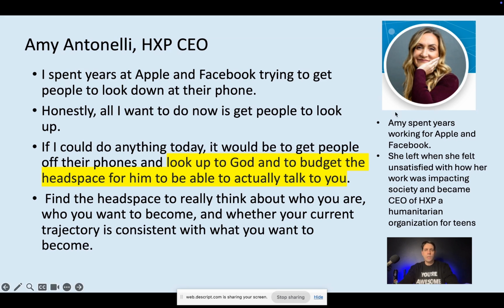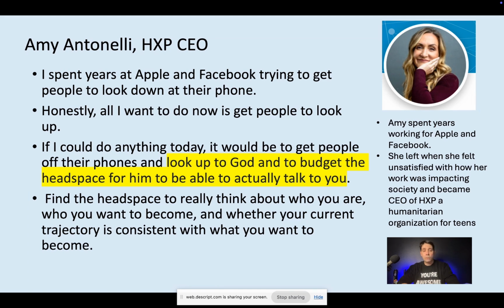So Amy spent years working for Apple and Facebook, and she left when she felt unsatisfied with how her work was impacting society and became CEO of HXP, a humanitarian organization for teens, which is phenomenal. And as part of HXP, while they're on the trip, students are banned from using their cell phones, and they literally collect their cell phones at the beginning of the trip and hand them back at the end of the trip.